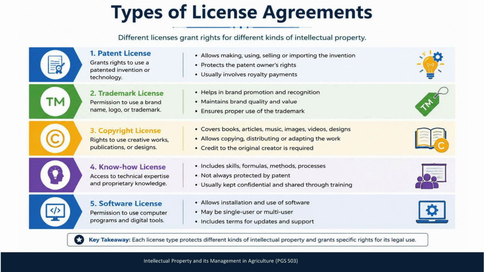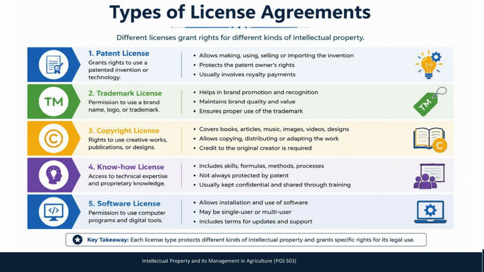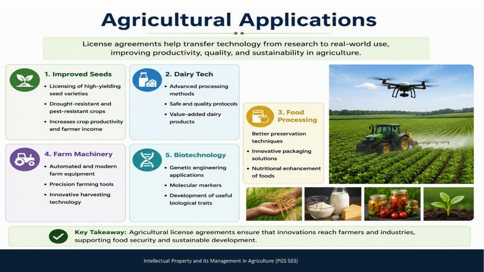The key takeaway here is each license type protects different kinds of intellectual property and grants specific rights for its legal use. Let's shift our attention to agricultural applications. Licensing agreements help transfer technology from research to real-world use, improving productivity, quality, and sustainability in agriculture.